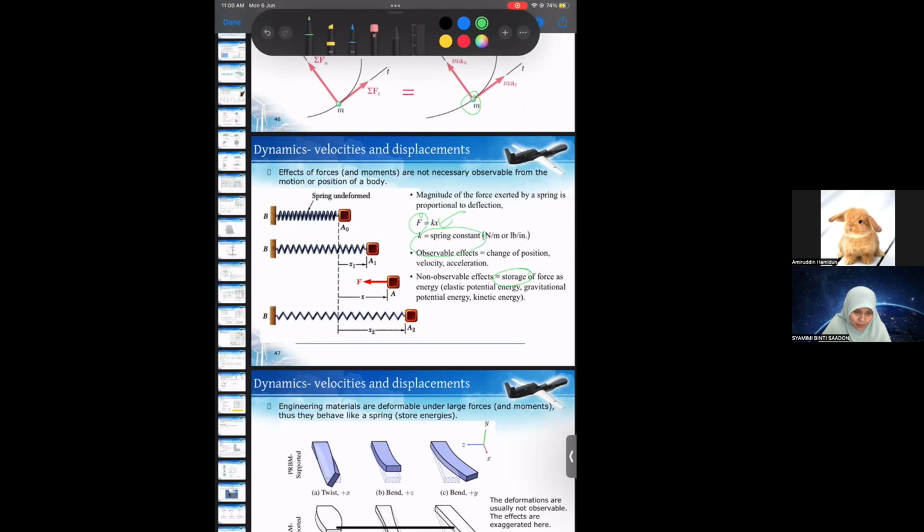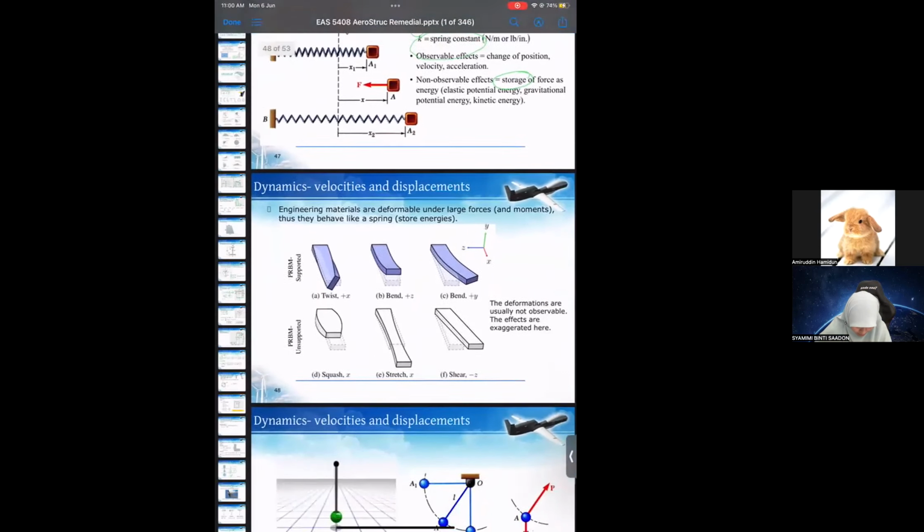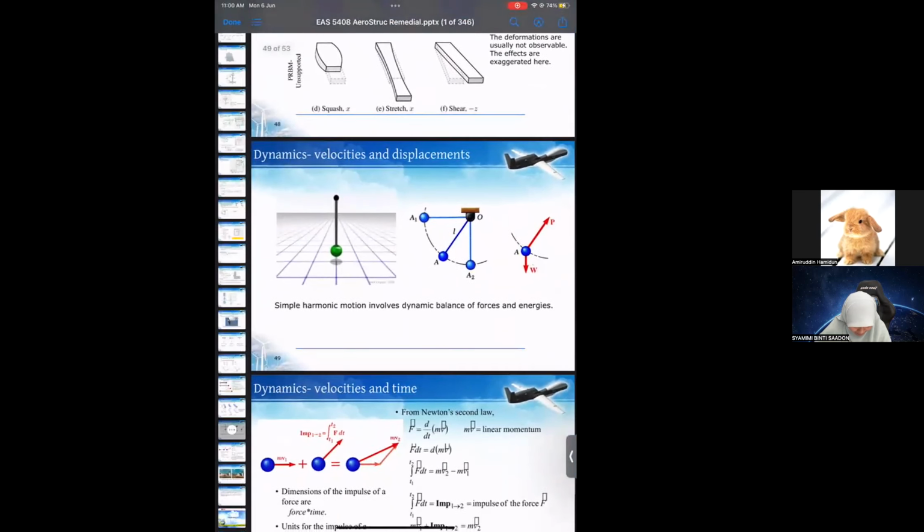That's why we need to understand the dynamic of the force. Dynamic ni benda yang kita tak nampak sangat, tapi benda tu exist. So kita kena take into consideration juga benda tu. Soalnya energy lah, kan? Energy sebab dia store dalam tu potential energy macam tu. Okay, so ada example.